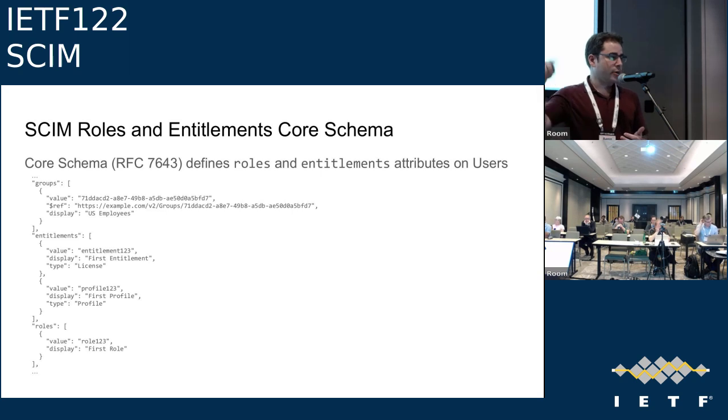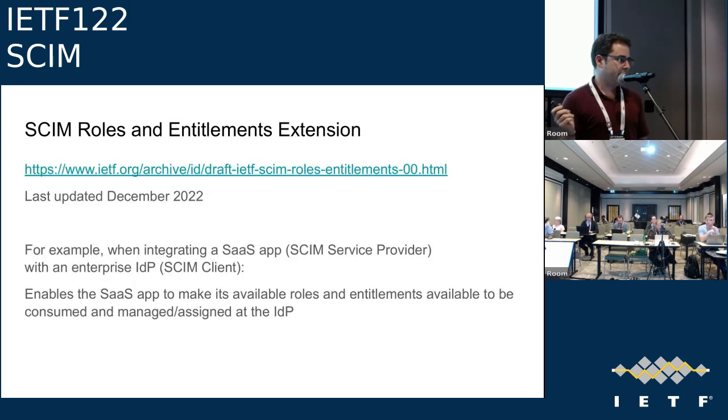The core SCIM schema defines roles and entitlements attributes on user objects so that the identity provider can communicate these attributes, entitlements, and roles to SCIM servers. However, that's pretty much where SCIM leaves the discussion of roles and entitlements until this draft. So this draft was adopted and last updated in December 2022.